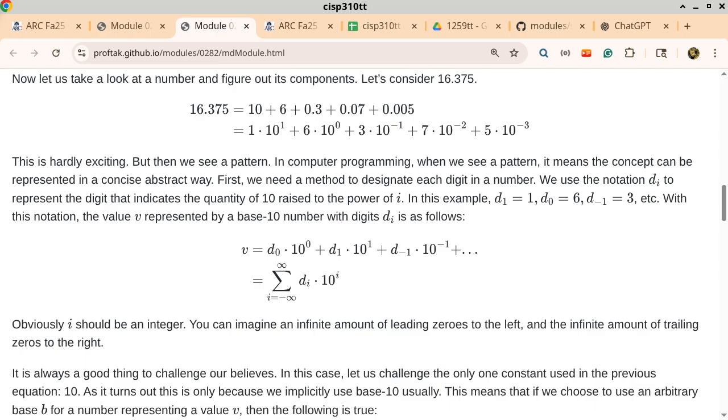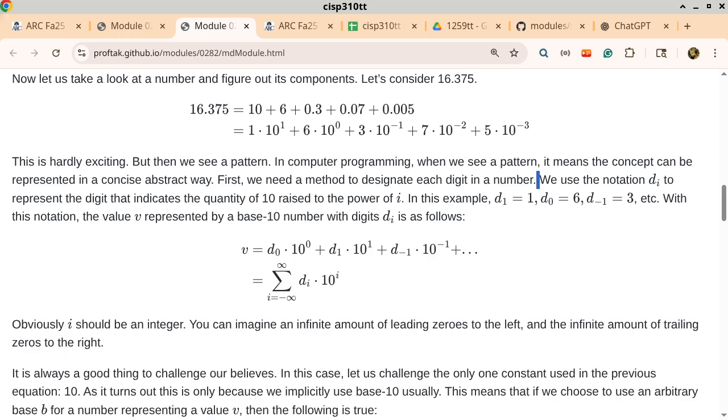The individual digits are now abstracted. I will call this 6 here D0. So what do you mean by D0? D subscript 0. The explanation of the notation is here. I know it's kind of hard to find, but it's here. I wrote here, we use the notation d subscript i to represent the digit that indicates the quantity of 10 raised to the power of i.